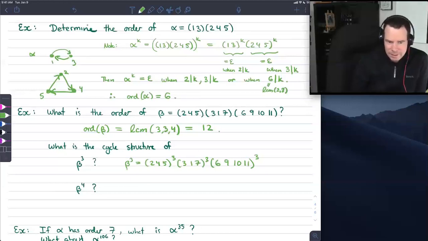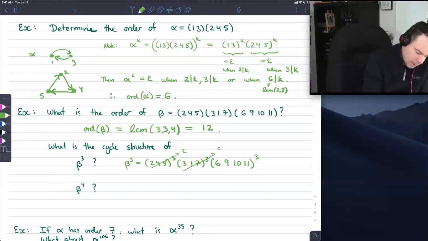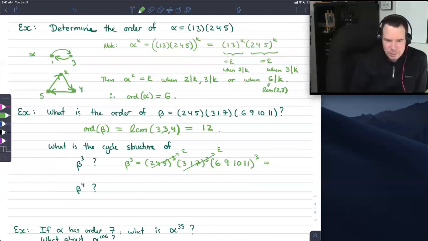Yeah, exactly. It'll kill those 3 cycles. Bang, those are dead. Ooh, that's the identity. That's the identity. And what did it do to the 4 cycle? What does it do to the 4 cycle? Yeah, the cycle structure is 4. You got it. The cycle structure is 4.